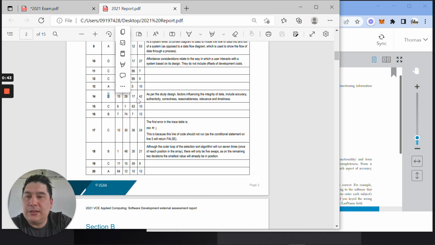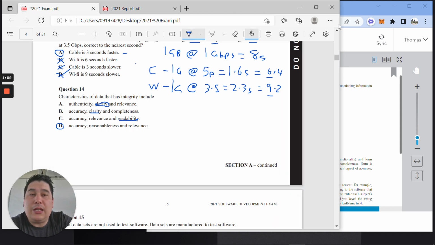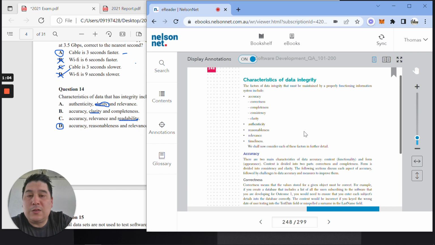D is correct. And they've said most people got that right last year, 42%. The comments say here, as per the study design, factors influencing the integrity of data include accuracy, authenticity, correctness, reasonableness, relevance, and timeliness. If you want to have a look in our books, there's a lot of information here on page 248.